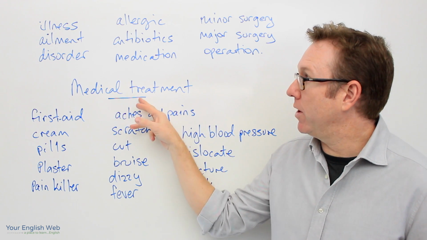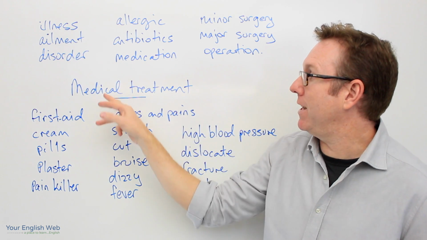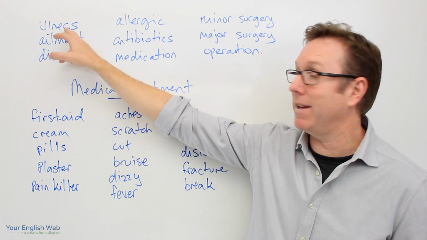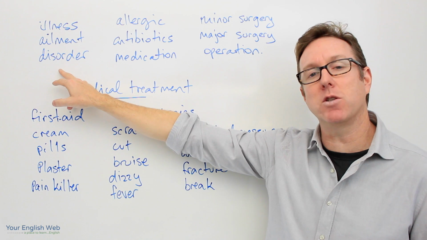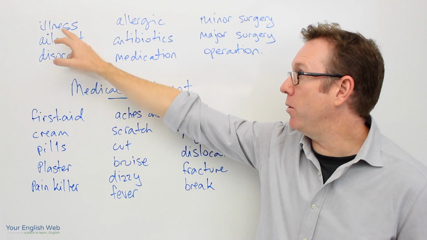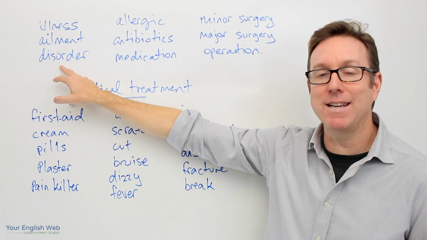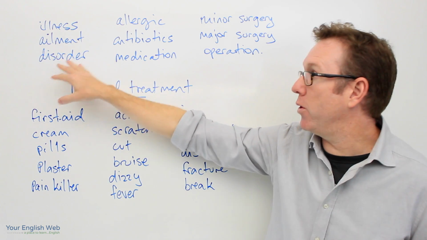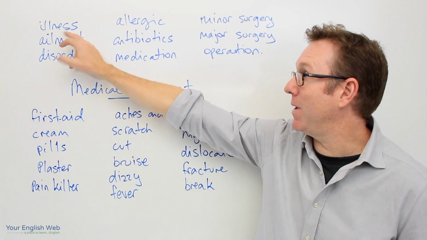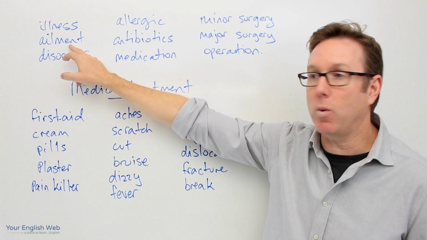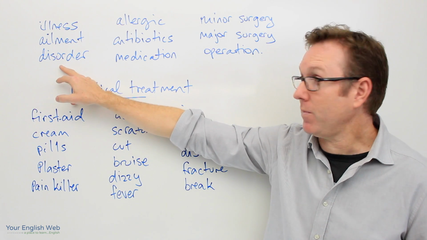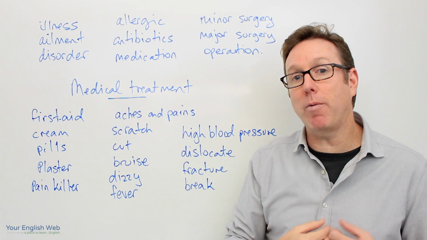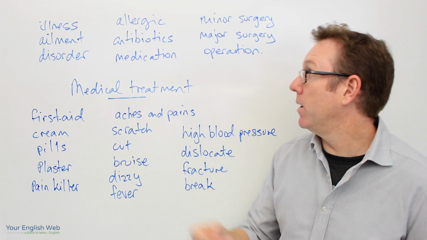So, medical treatment. Now, firstly, you'll need medical treatment because you have an illness, an ailment, or maybe you have a disorder. Okay, so illness, ailment, and disorder. Those three words, similar. Illness meaning that you're sick, ailment as well, and you have some type of medical disorder. If that is the case, you will probably need to see a doctor.